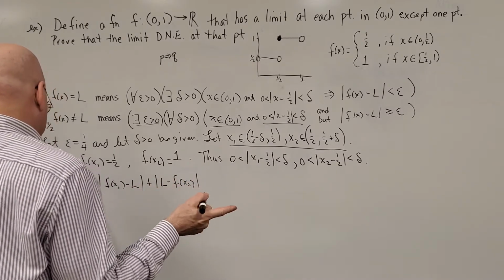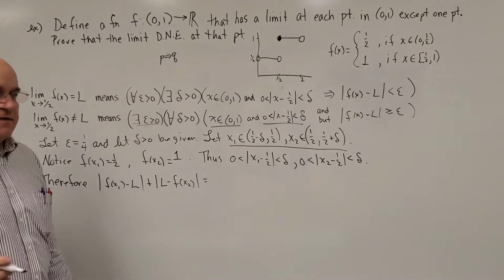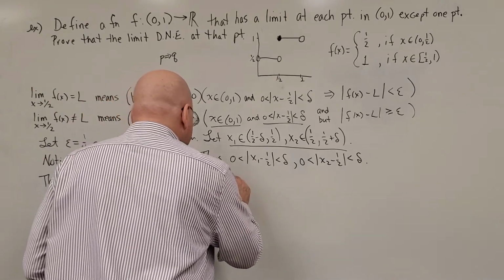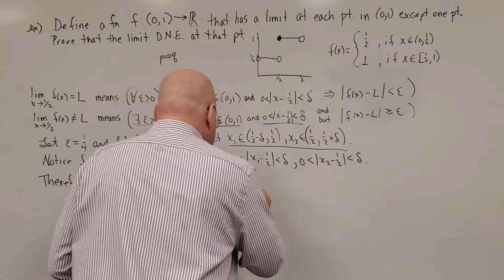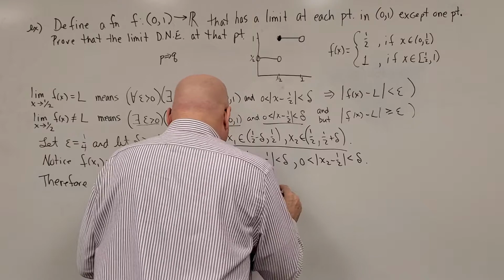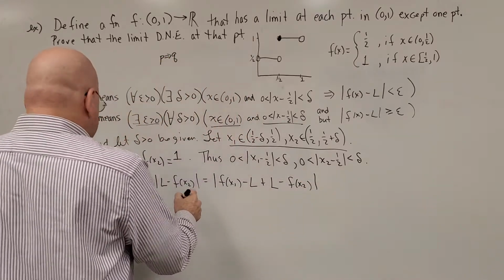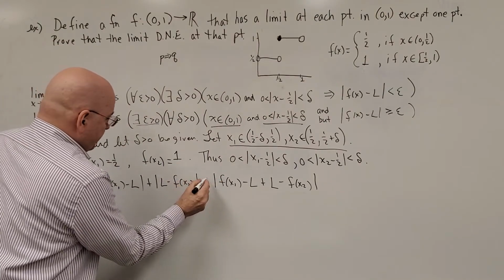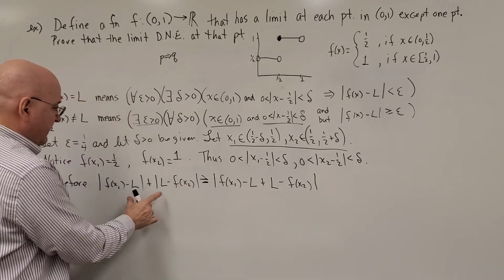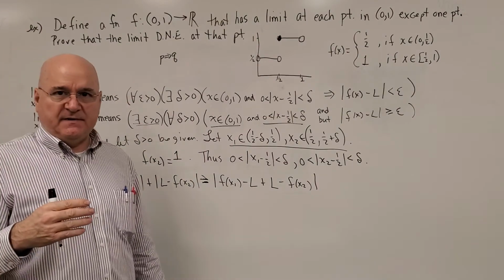Well, we know what this is equal to. I'm going to do a little bit of absolute value arithmetic on this: f of x1 minus L plus L minus f of x2. And why am I able to say this? Well, it's not equal, it's greater than or equal. Why am I able to go from here to here? That's by the triangle inequality in reverse.